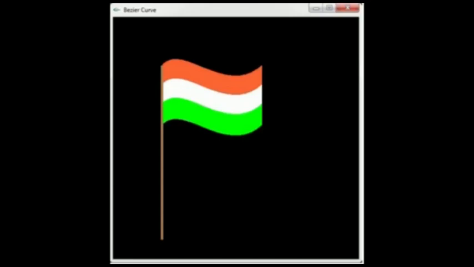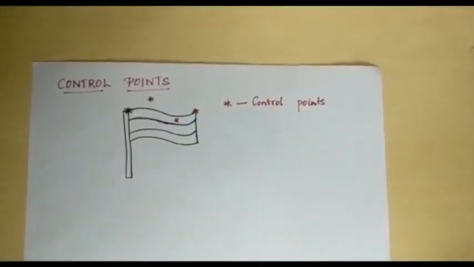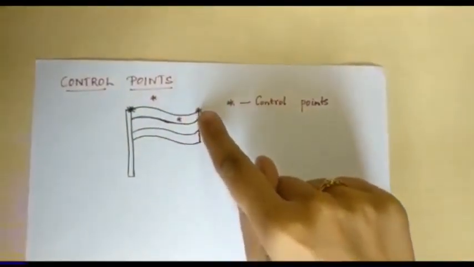Now let's talk about the program to draw and animate a flag using the Bezier curve. In this program, we are going to animate a flag. To animate a flag, it should be realistic and dynamic in nature. It is possible if there is a dynamic movement of the curve.